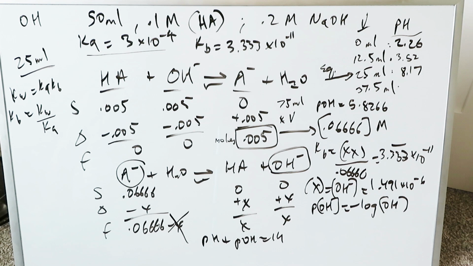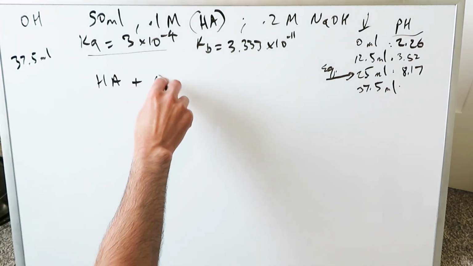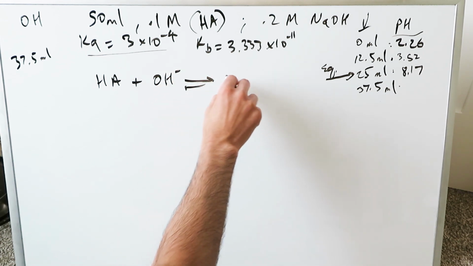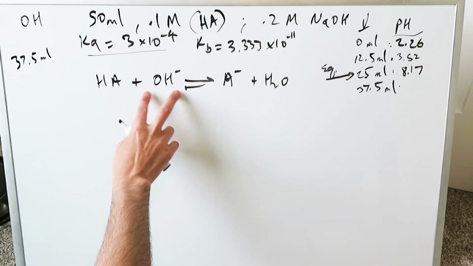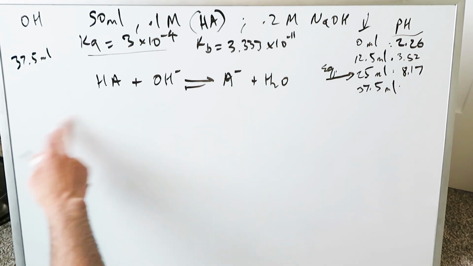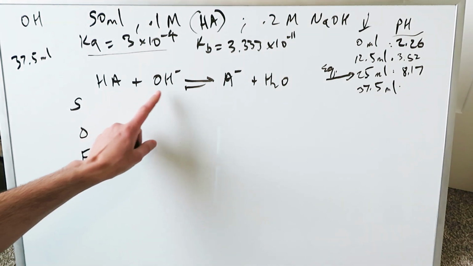What remains now for the conclusion is to determine what happens at 37.5 ml, and then we will be done with this video. At 37.5 we're close. What's our system? There's an original acid, there's an original base, and you're having a conjugate base, and you're having water. An acid and base are being neutralized to generate water. You have an initial start, you have a change, you have a final. What do we put here? What do we put here?